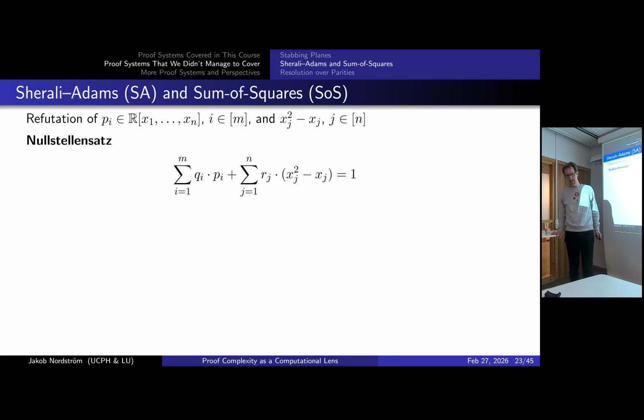Nullstellensatz, so here is the Nordström definition. So we're assuming Boolean variables, so x squared minus x for any variable should evaluate to 0. You can multiply these Boolean axioms by polynomials. And then we have a bunch of input polynomials p, which you can also multiply by polynomials. You should do it in such a way that syntactically you get 1.